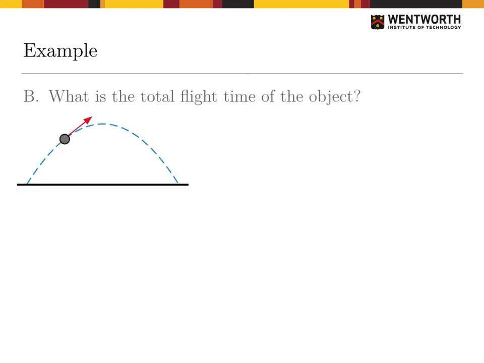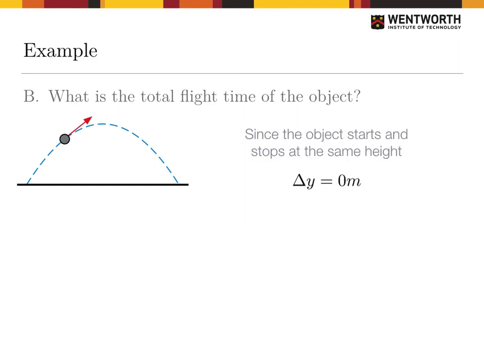Now, how long is it in the air? Or in other words, what is the total flight time of the projectile? In order to solve this, what could you say about the vertical displacement of the ball over the course of its entire trajectory? Since it starts and stops at the same height, the ground, the vertical displacement must be 0.